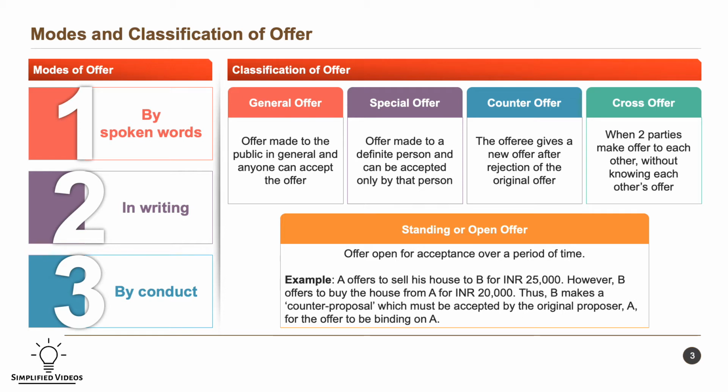For example, A offers to sell his house to B for INR 25,000. However, B offers to buy the house from A for INR 20,000. Thus, B makes a counter proposal which must be accepted by the original proposer A for the offer to be binding on A.